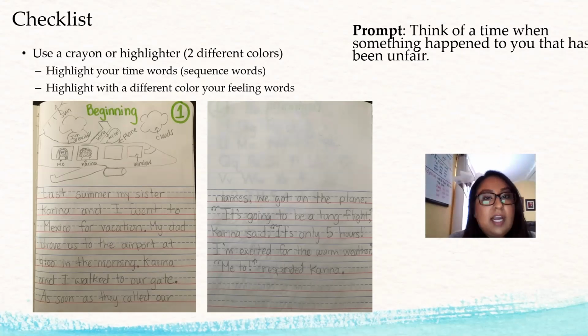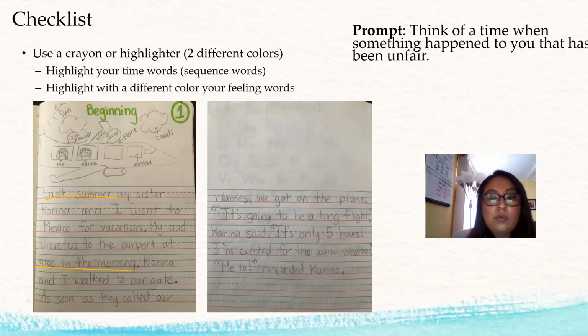And here is my beginning. I'm just using my beginning as an example, but you are going to be doing this for beginning, middle, and end. Okay? So, last summer, this lets me know when it happened, last summer, my sister Karina and I went to Mexico for vacation. My dad drove us to the airport at 9 o'clock in the morning. I'll go ahead and underline 9 o'clock in the morning because that also tells me when this is happening.